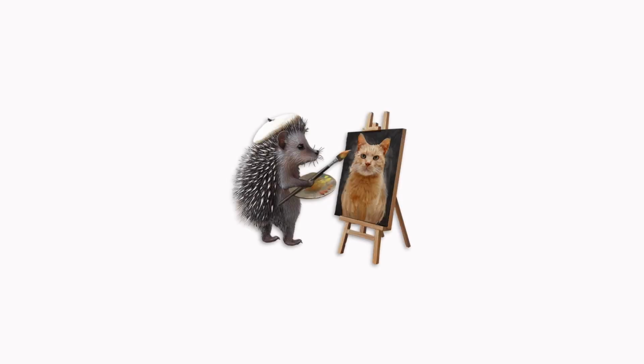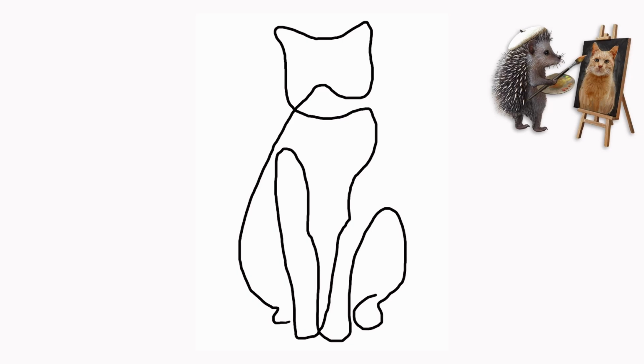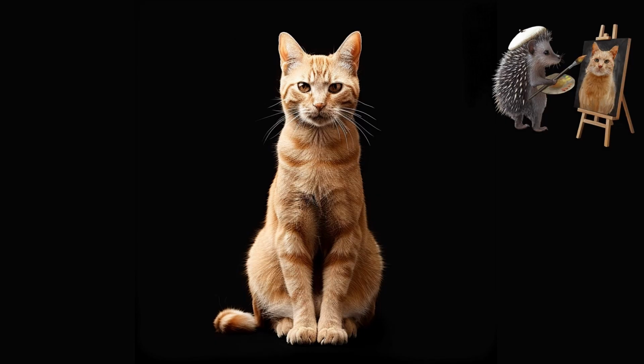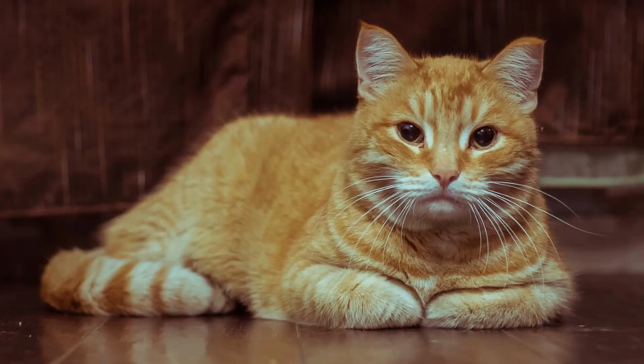Act 1. Scribbles. Suppose you have a friend Vi who's really good at drawing cats. You can scribble a few lines suggestive of a cat, and Vi will turn that into a beautiful, detailed cat image, like this, or this, or this.